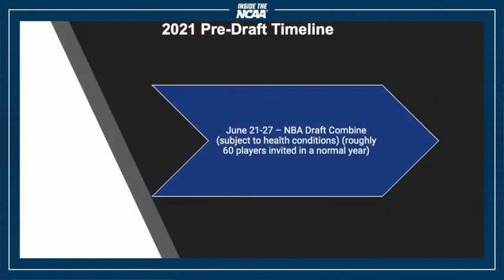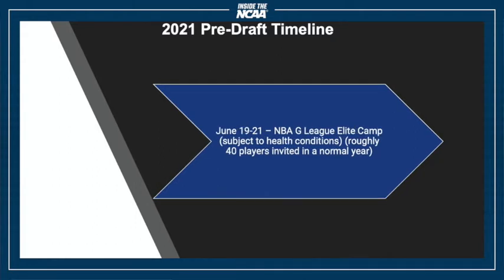Thank you, Garth. And do you have a location for the G League Elite Camp and NBA Combine announced? We've been getting that question a lot, Jobrina, so I'm glad that you asked it. And the answer is not yet. We have publicly announced the dates of both the Combine and the G League Elite Camp. The Combine is tentatively scheduled for June 21st through the 27th. The G League Elite Camp is scheduled to take place immediately before it from June 19th through the 21st.